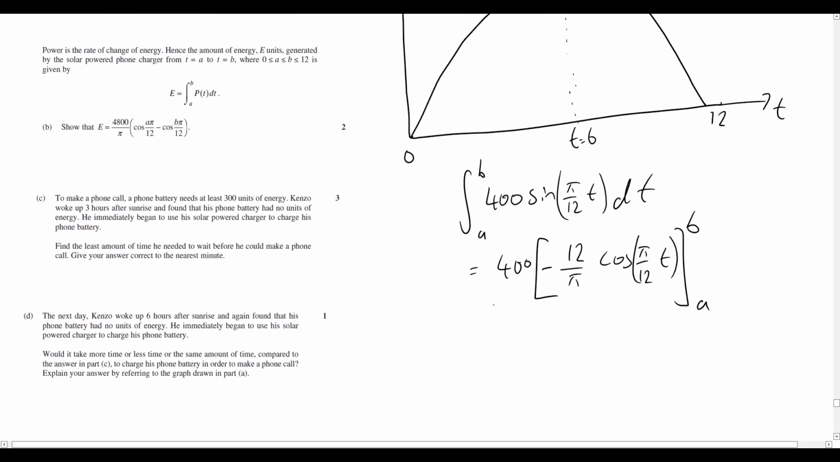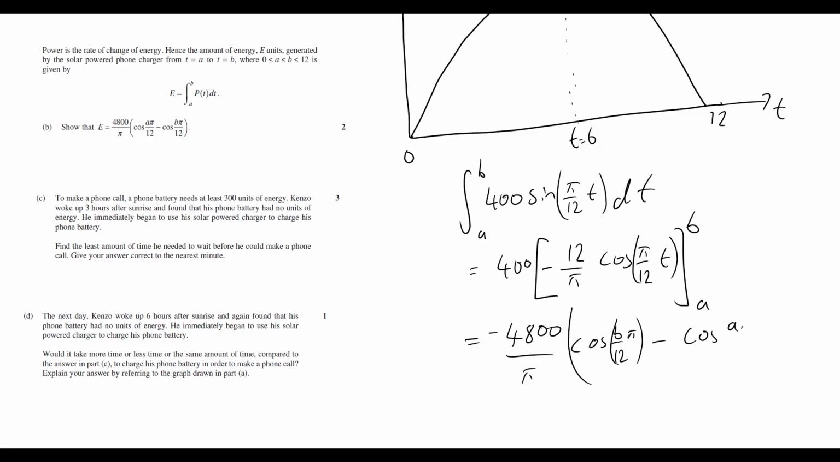And so let's see what we get. So now minus 12 times 400 is minus 4,800 over pi, times cos of b pi over 12, minus cos of a pi over 12. This is just going from this expansion there.